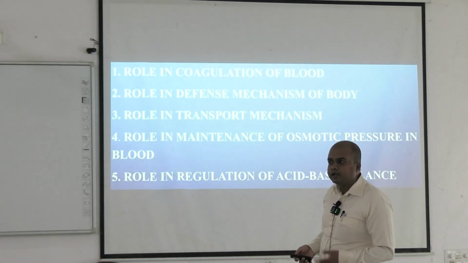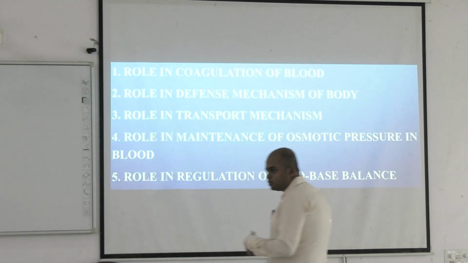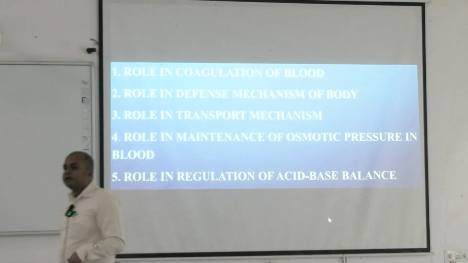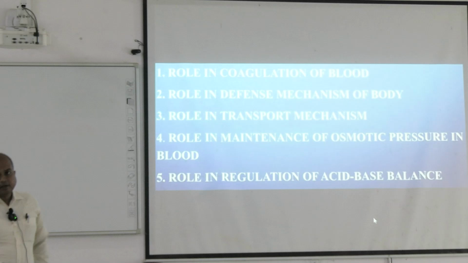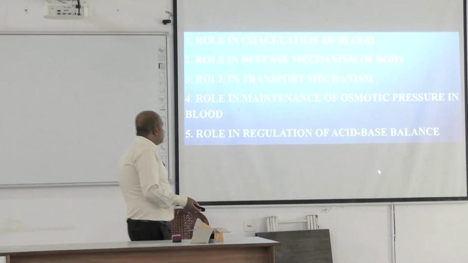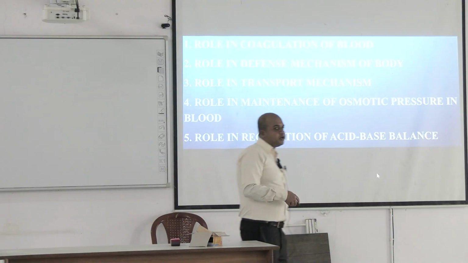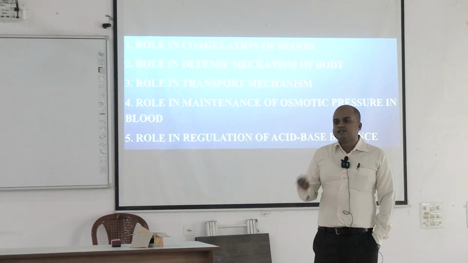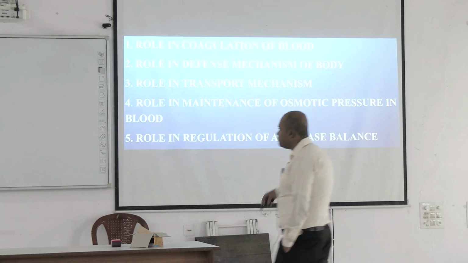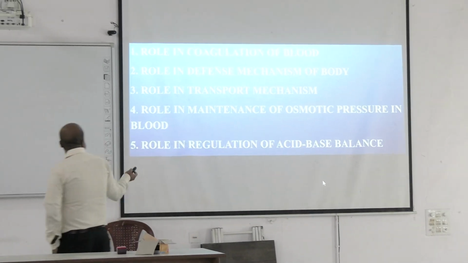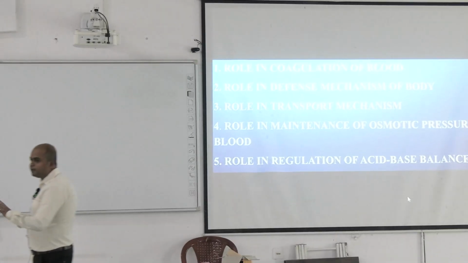Thyroid hormones in the body, for one example, are carried by albumin. They are bound to albumin and carried in the blood. So plasma proteins have a role in transport, some role in defense mechanisms, some role in coagulation, fibrinogen and prothrombin, and they have some role in buffering action, that is regulation of acid-base balance and maintenance of osmotic pressure.